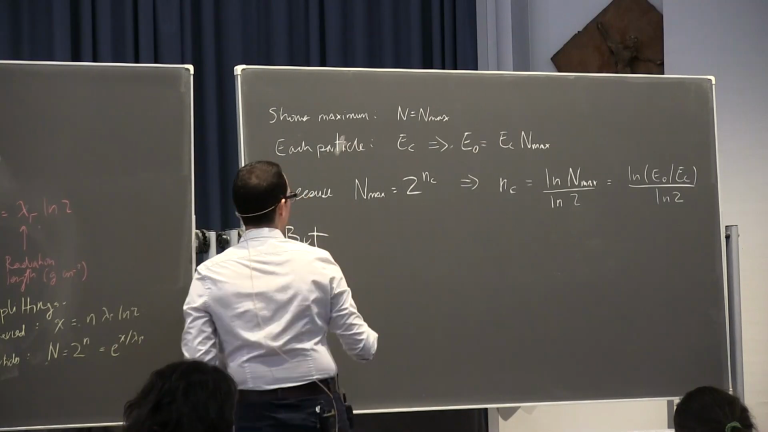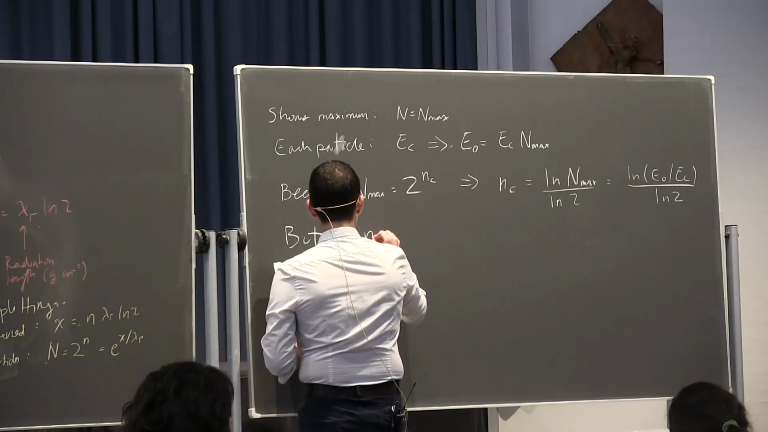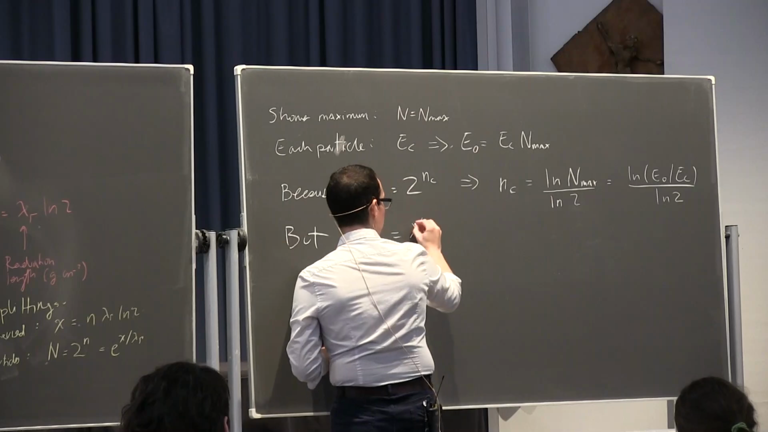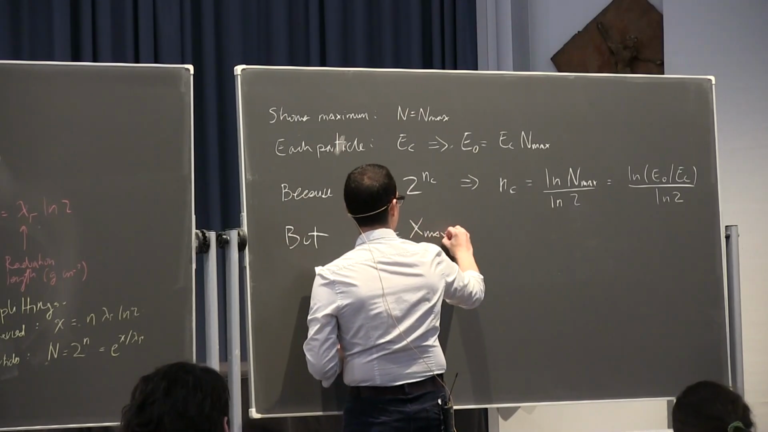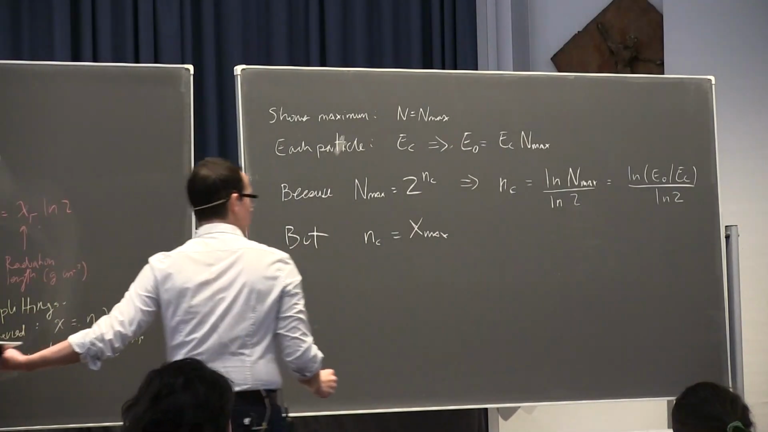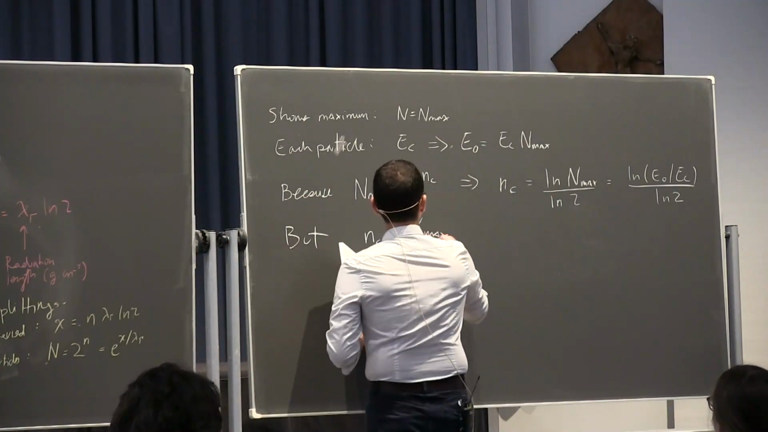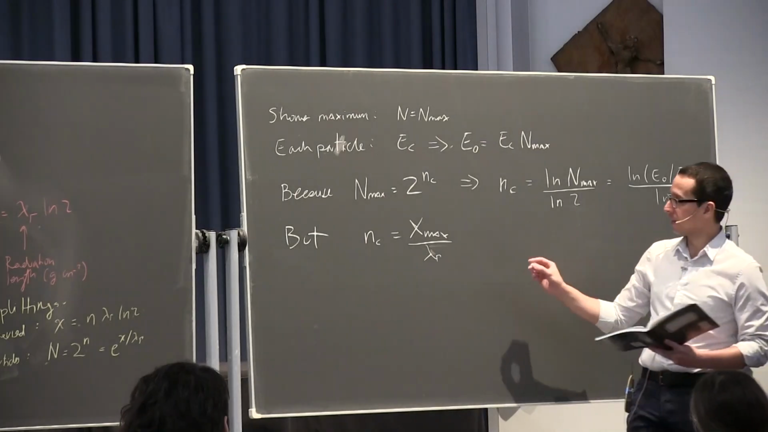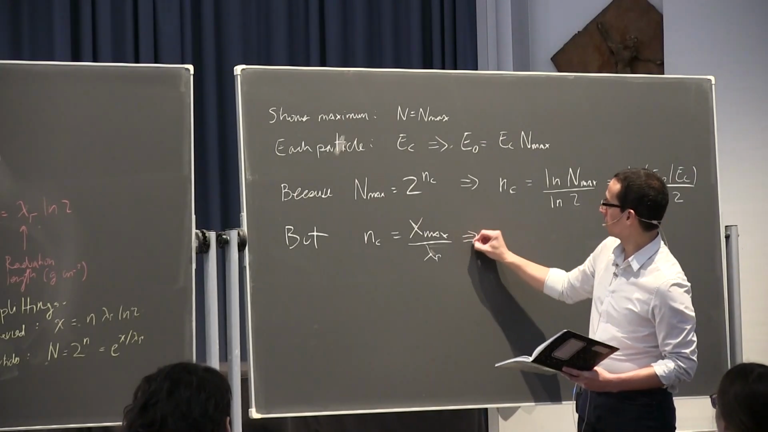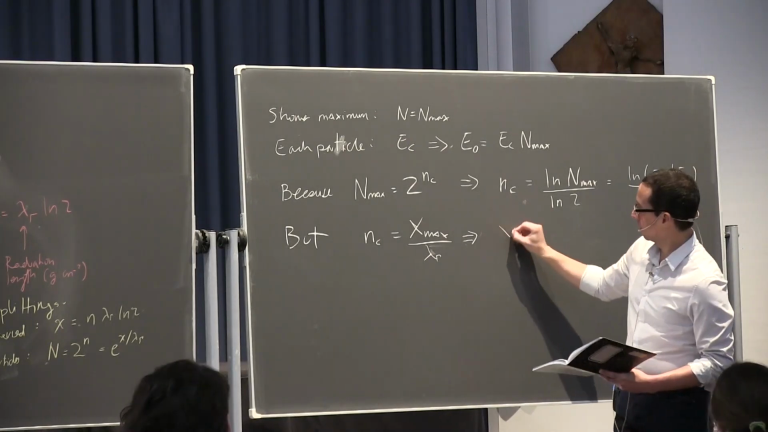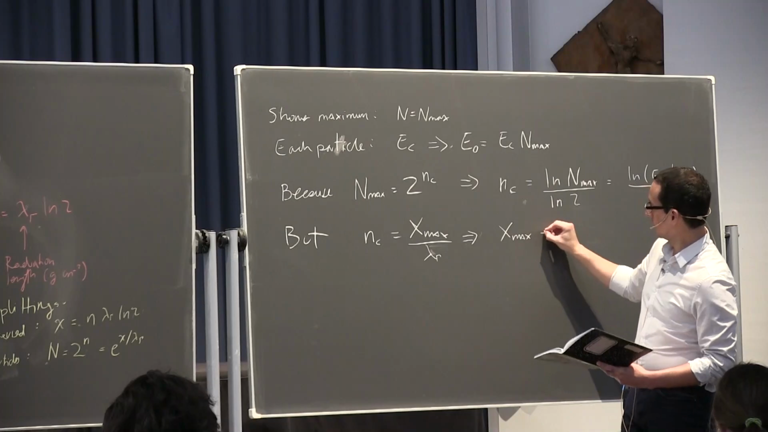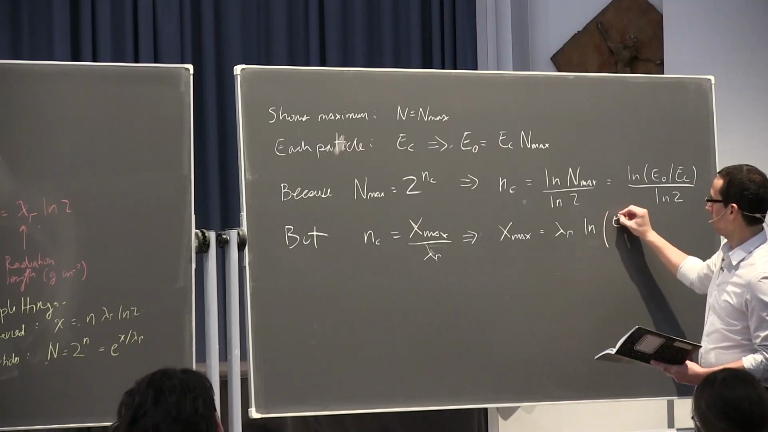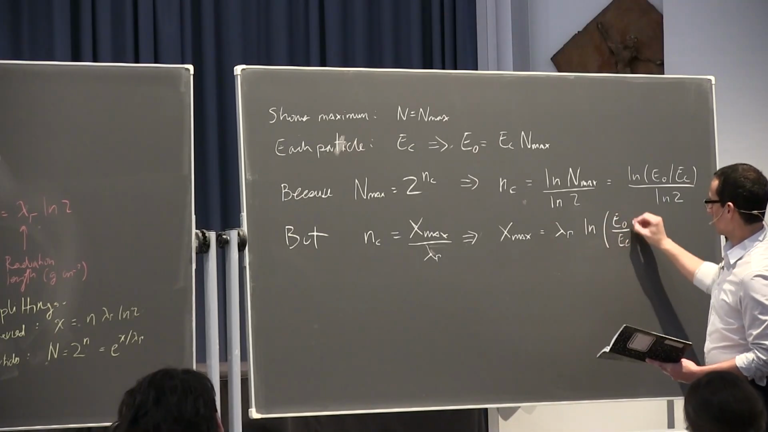But the number of splittings is also some column depth, which I'm going to call x max. This is the column depth that the particles have to traverse in the atmosphere to reach shower maximum, divided by the radiation length. And if you put this together, then using the definition of NC that we just found, it means that the column depth that needs to be traversed by the shower in order to reach its maximum is given by this. And this is an important result.